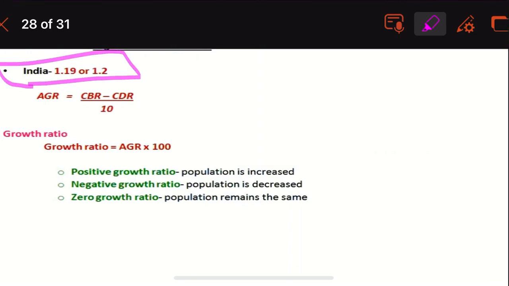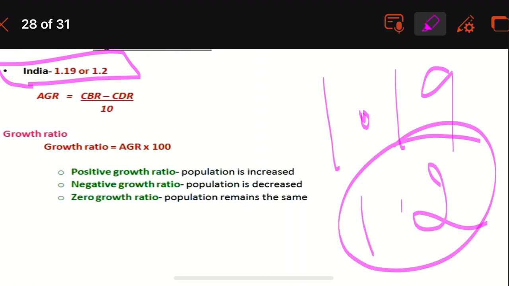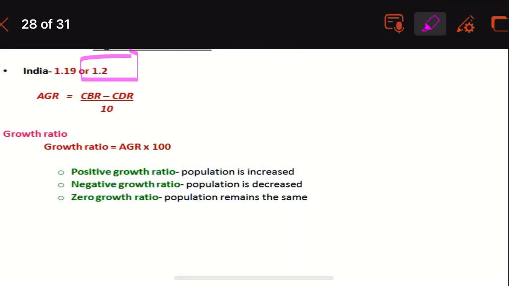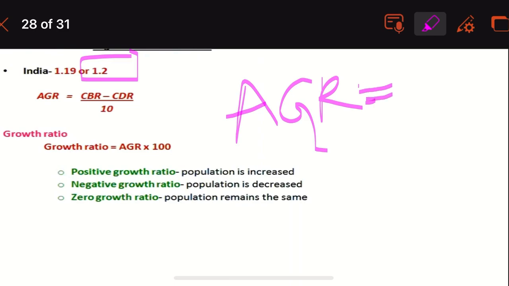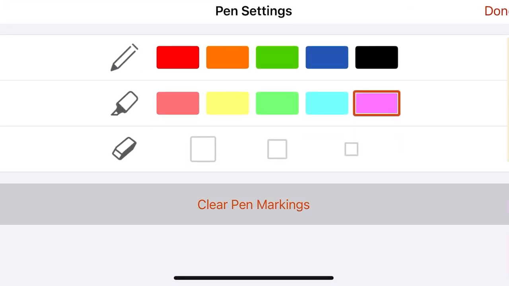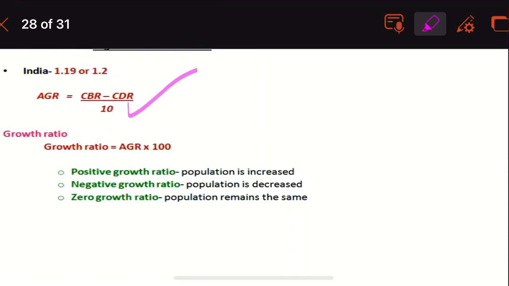In India, the annual growth rate is 1.19 to 1.2. Let us take this as 1.2. The annual growth rate in India is 1.2. The annual growth rate is the crude birth rate minus the crude death rate by 10. Why 10? Because the census is conducted once in 10 years. It is taken once in 10 years. So, the increase in the population is measured once in 10 years.